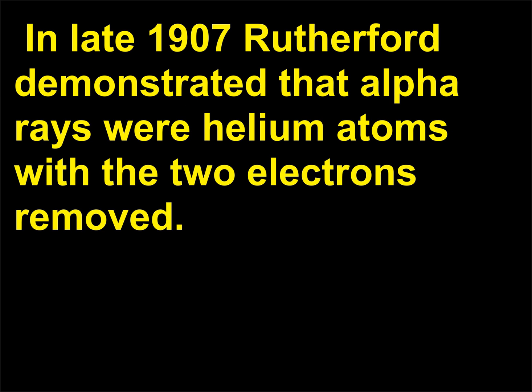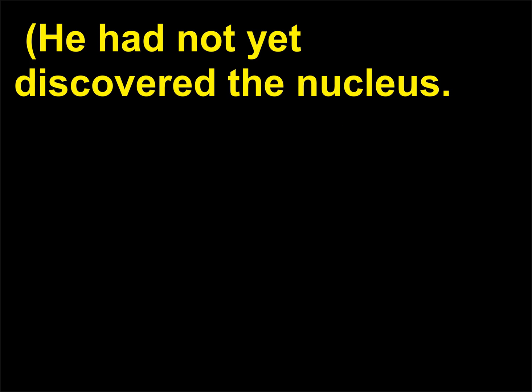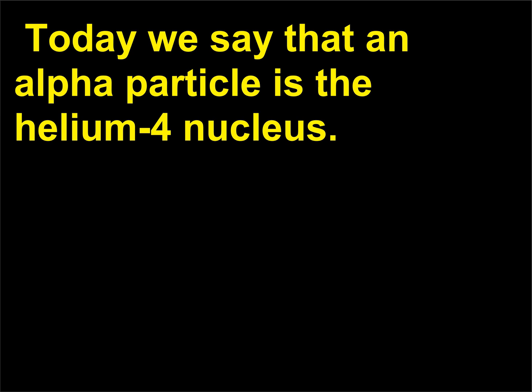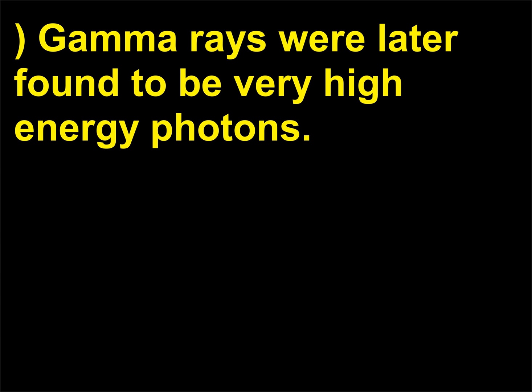In late 1907 Rutherford demonstrated that alpha rays were helium atoms with the 2 electrons removed. He had not yet discovered the nucleus. Today we say that an alpha particle is the helium-4 nucleus. Gamma rays were later found to be very high-energy photons.